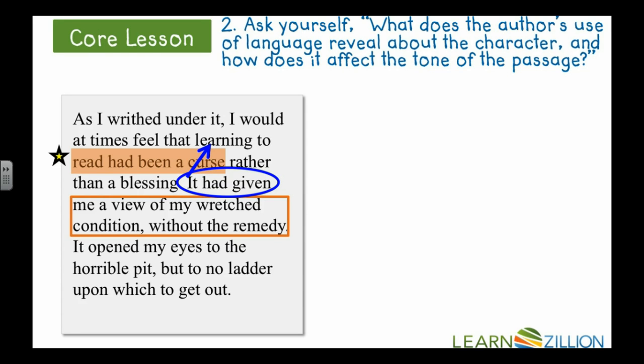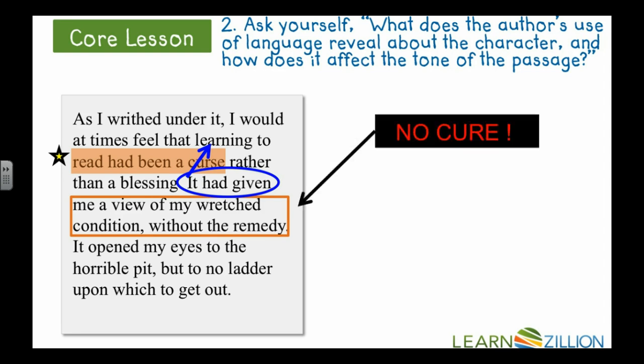The author's language here paints a very dark and somber picture. It sounds like Frederick has been diagnosed with some horrible disease for which there is no cure. The part about his eyes being open to a horrible pit, but to no ladder of escape, paints a strong image of him being thrown into some kind of bottomless hole and left there helpless and alone.